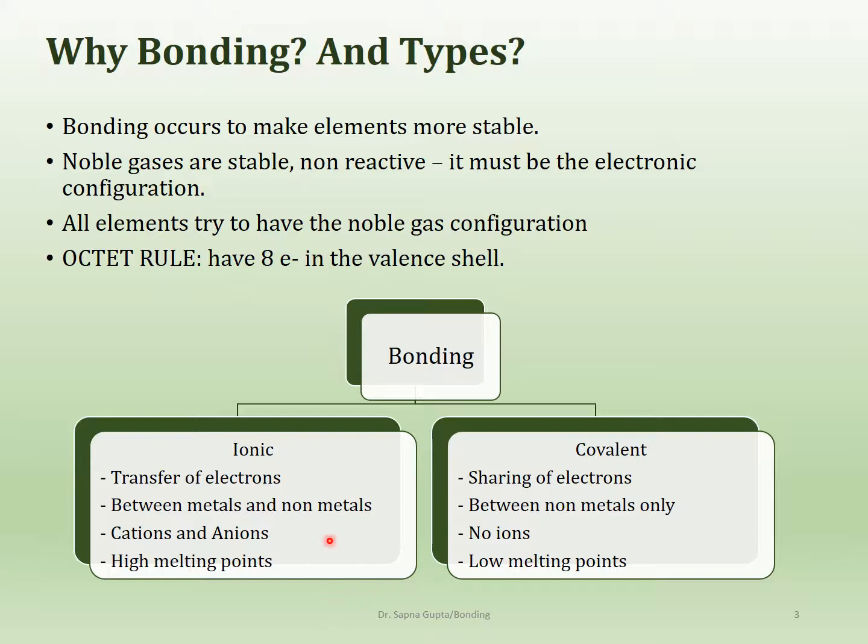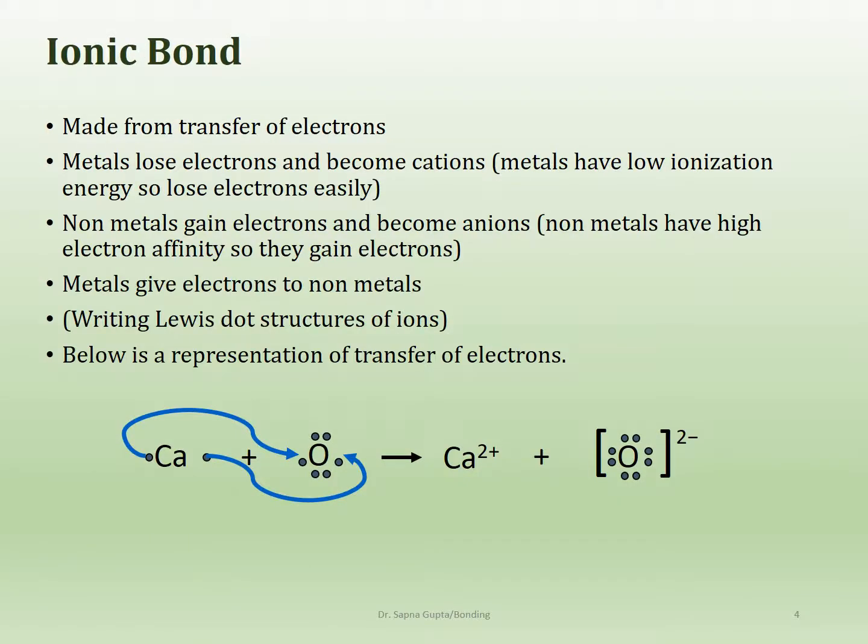One of the properties of ionic compounds is that they have really high melting points, whereas covalent compounds have low melting points. So those are some of the properties of ionic and covalent bonds. Let's look at ionic bonding first.